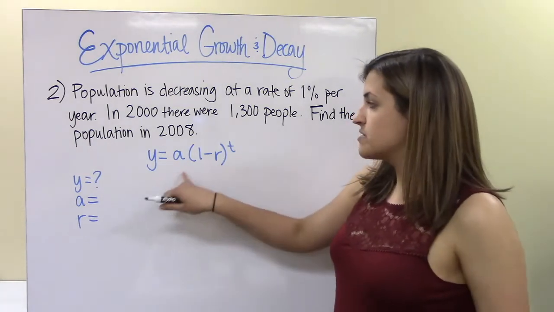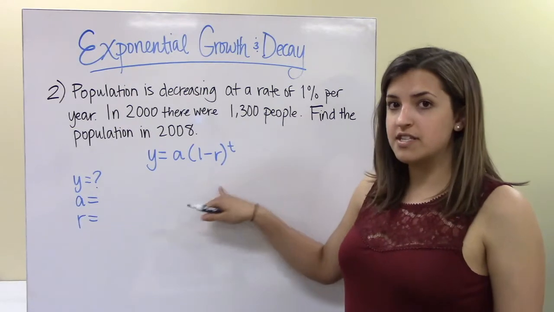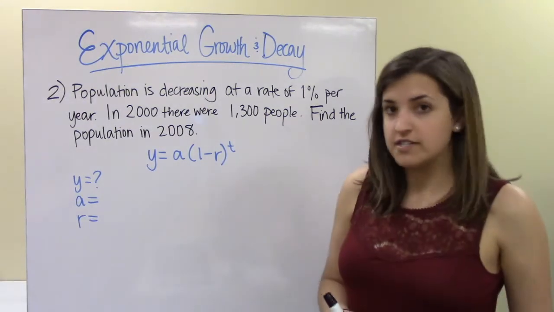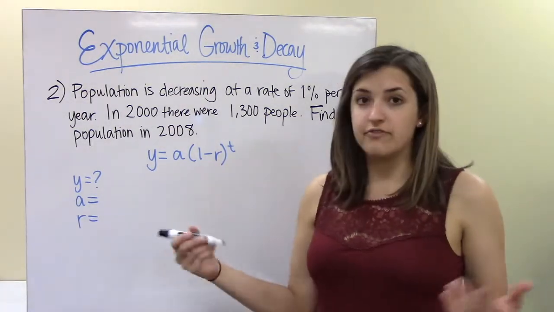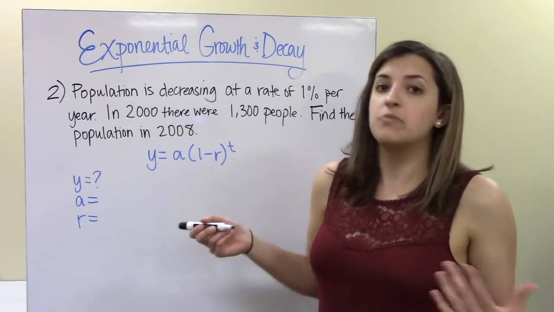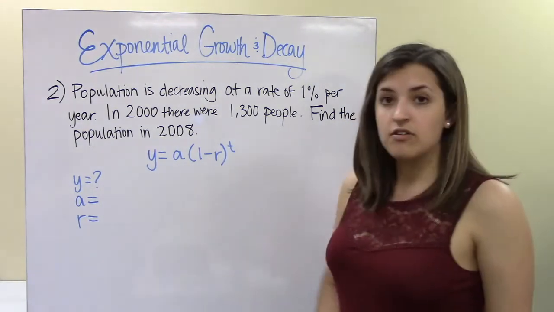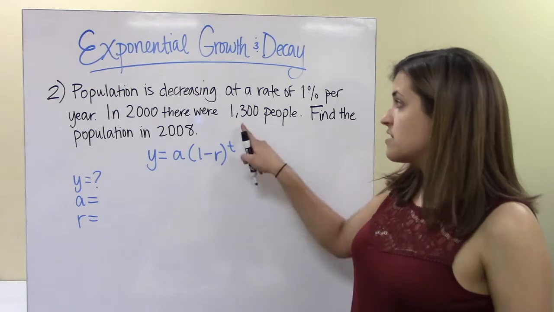We have y equals a times 1 minus r to the t. So we have to define a few things here. Y is what we're trying to find. That's our final amount of people, number of people. We don't know yet. A is our original number of people. So that's 1,300.